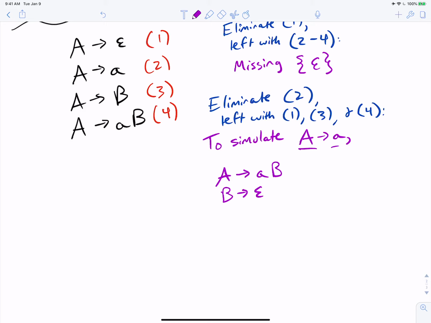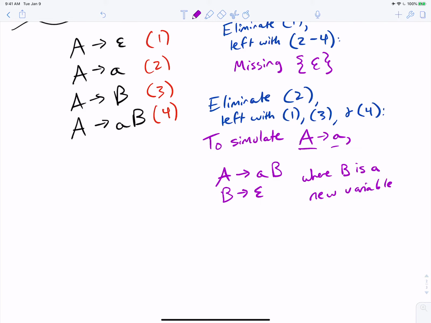Well, if it's an already existing variable, by adding B goes to empty, I might change the language. So what does B have to be? Is that the A? Oh, no. It has to be a different variable. It has to be a new variable. So B is a new variable.